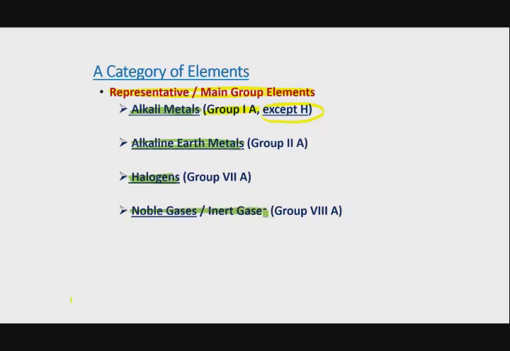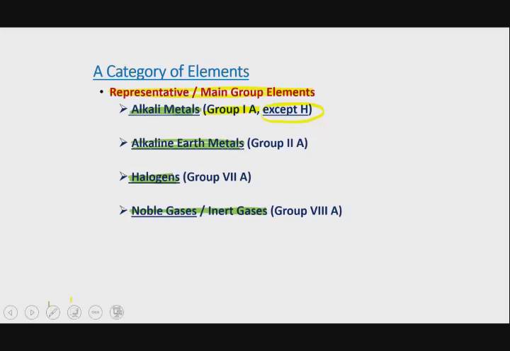So just to state the same thing again, all the elements in the A categories are called representative elements or main group elements. Those elements that are in group 1A, excluding hydrogen though, are called alkali metals. All the elements in group 2A are called alkaline earth metals. Group 7A is collectively known as the halogen family, and group 8A is collectively known as the noble gas family or the inert gas family. It may be a good idea to pause the recording at this stage and maybe color code these elements that we've just talked about.